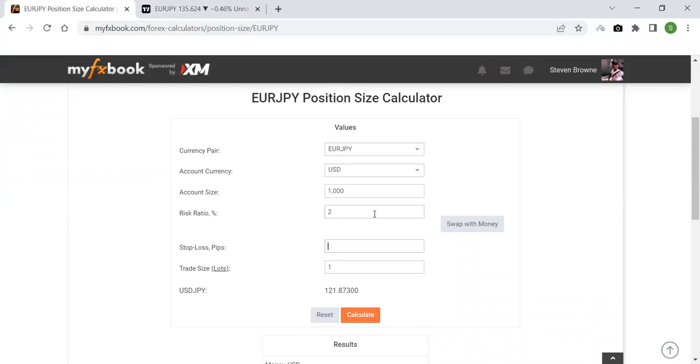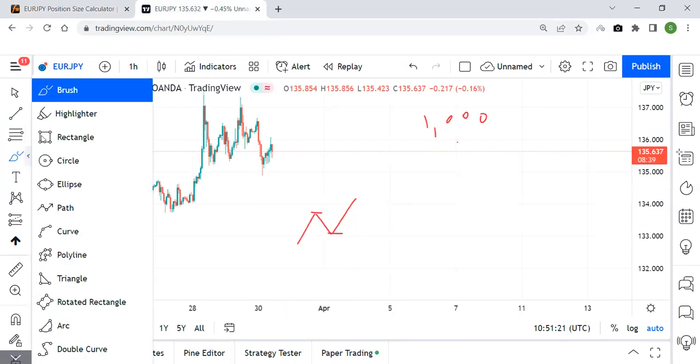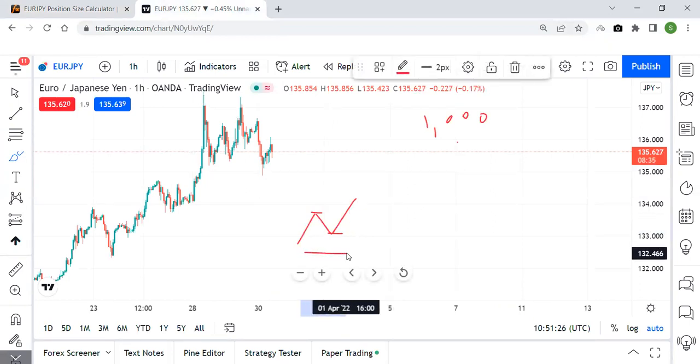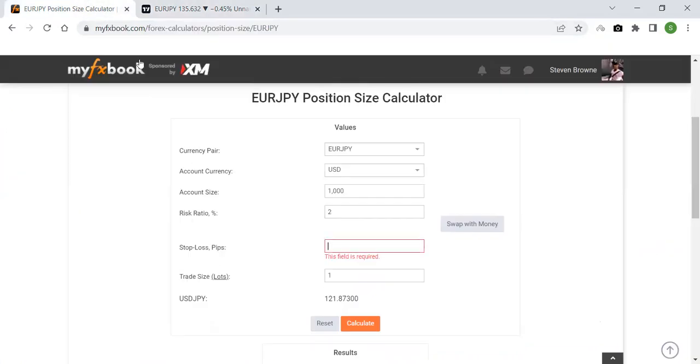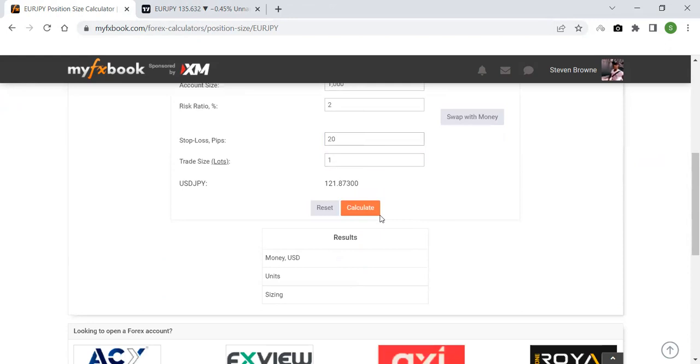Then our stop loss. This is where we need to see how much stop loss level. Let's assume that from this move to this move here, our stop loss was 20 pips. I'm going to make a special video on how to calculate the stop loss. So we put 20 pips stop loss here, then click on calculate. From our $1,000, we are only risking $20. As you can see, we have the unit, then the sizing with a 0.12 lot size.